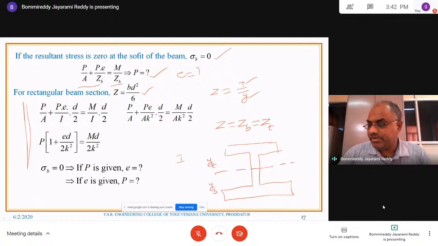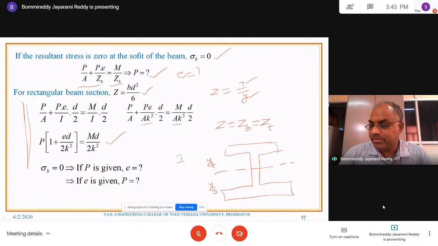So again you can write this P by A, P by I means AK square. K is the radius of gyration. I can be written as AK square, and here also I can be written as AK square. In the first two terms, P is common. You can take P out, 1 plus ED by 2K square, and you can write this. So this may be the equation for computing P or computing E.